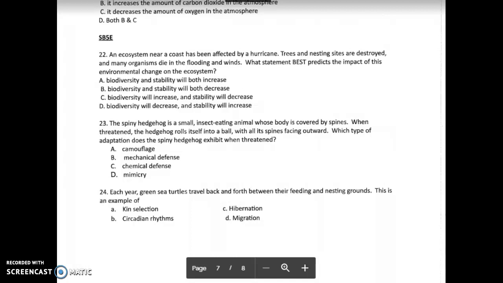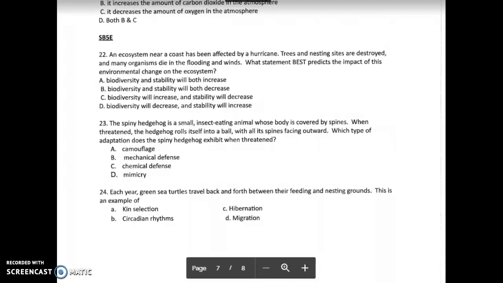Number 23. The spiny hedgehog is a small insect-eating animal whose body is covered by spines. When threatened, the hedgehog rolls itself into a ball with all of its spines facing outward. Which type of adaptation does the spiny hedgehog exhibit when threatened? A. Camouflage. B. Mechanical defense. C. Chemical defense. D. Mimicry.